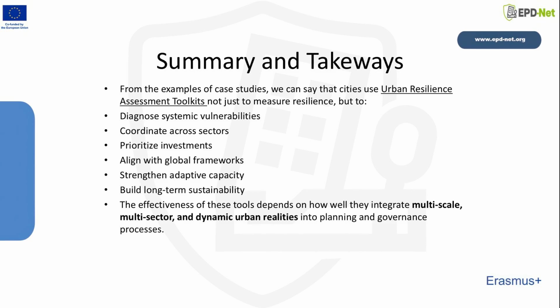As a summary and takeaways, cities use urban resilience assessment toolkits not only to measure resilience levels, but also to diagnose systemic vulnerabilities across social, economic, infrastructure, environmental, and governance systems, improve cross-sector coordination among institutions and stakeholders, prioritize investments based on risk exposure and capacity gaps, align local strategies with global frameworks such as the Sendai Framework for Disaster Risk Reduction and the Sustainable Development Goals, strengthen adaptive and transformative capacity, and promote long-term urban sustainability and resilience.